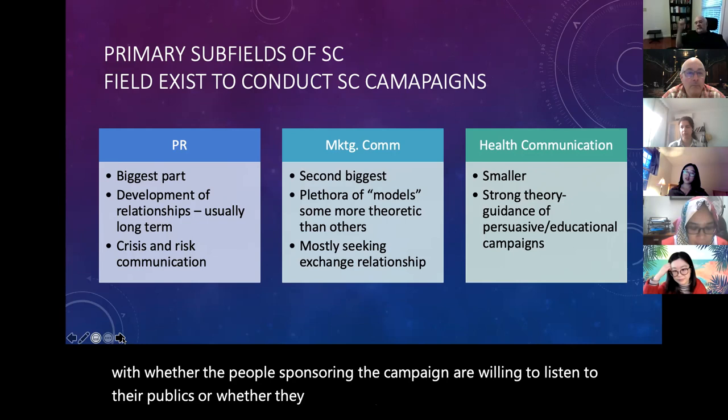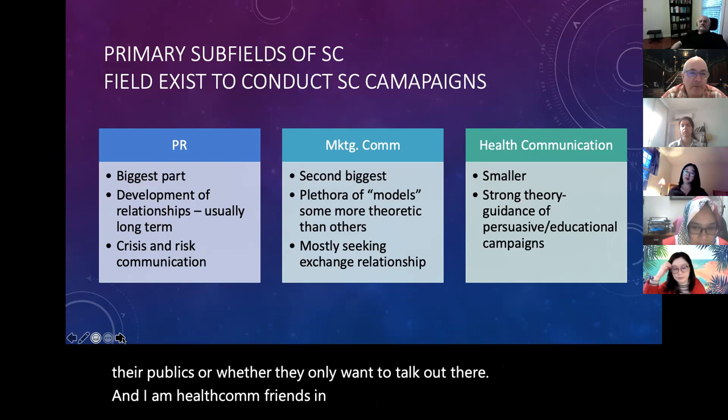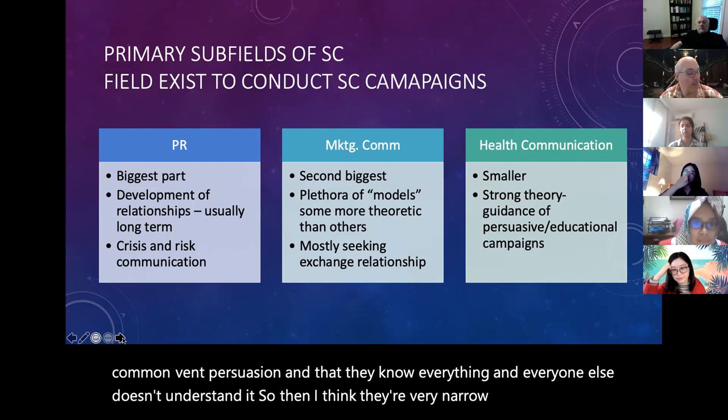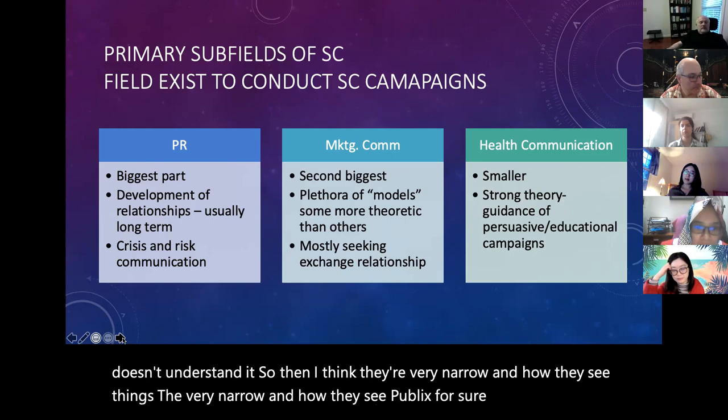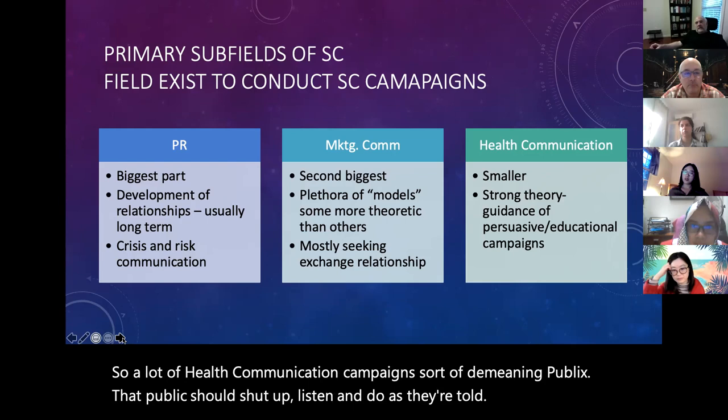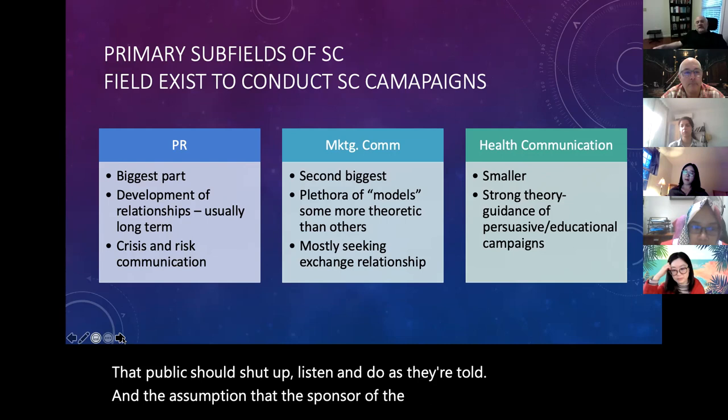Yeah, and I have HealthCom friends and colleagues who believe that HealthCom invented persuasion and that they know everything and everyone else doesn't understand it. So I think they're very narrow in how they see things. Well, they're very narrow in how they see publics, for sure. A lot of health communication campaigns sort of demean publics, that publics should shut up, listen, and do as they're told. The assumption that the sponsor of the campaign knows what publics need to know comes through too much. Those are students who should shut up and do what they're told.